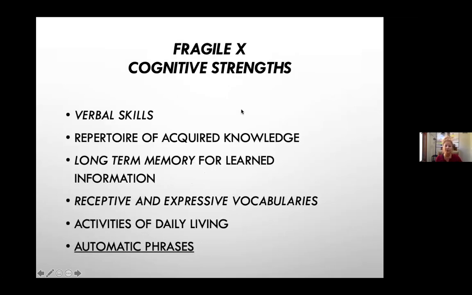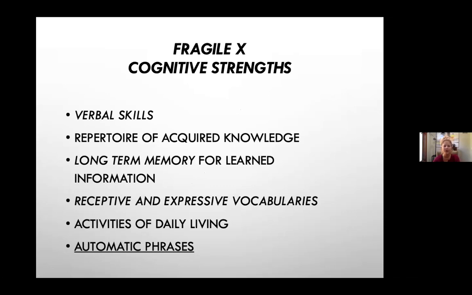So these are some other cognitive strengths of Fragile X. The verbal skills are typically really well developed. Long-term memory is incredibly well developed. Also receptive and expressive vocabularies. And there are automatic phrases. This is something that's been tied to Fragile X.